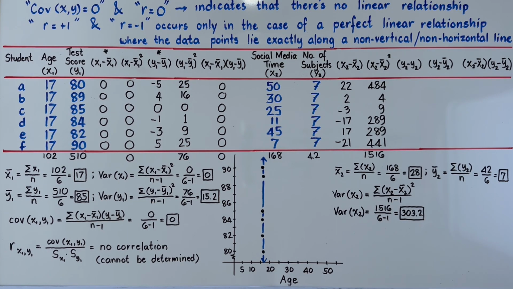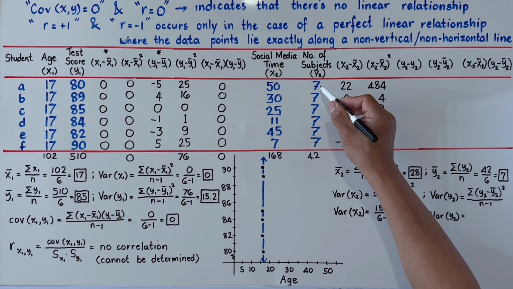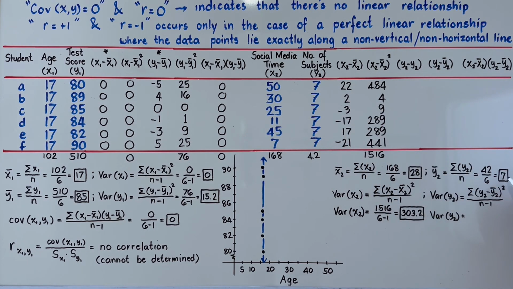Now let's proceed for the variance of the variable y sub 2. So variance of y sub 2 is equal to the summation of the squared distances of the values of y sub 2 from its mean. And we divide again this one by n minus 1. So our variance of the variable y sub 2 can be obtained if we subtract our y sub 2 by its mean, which is 7.